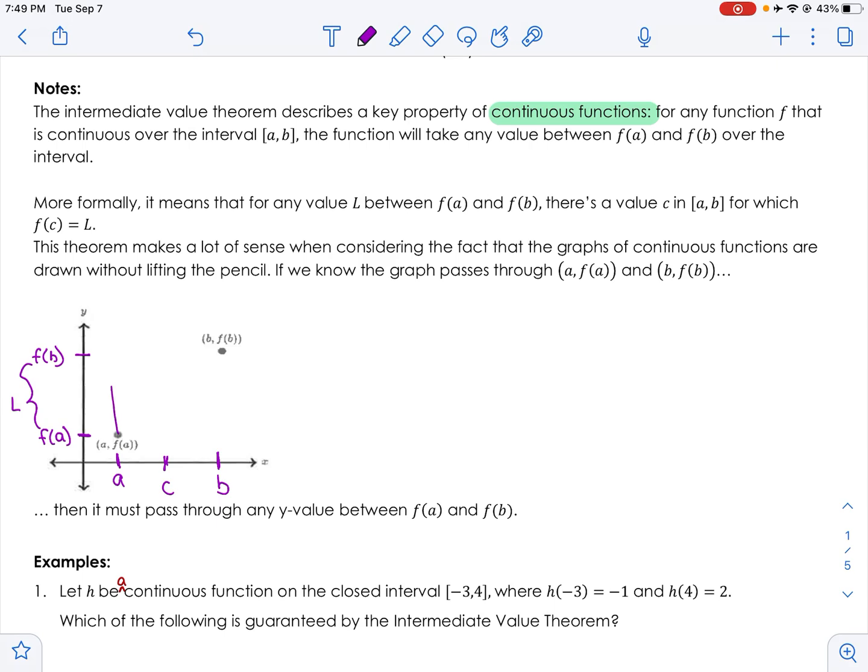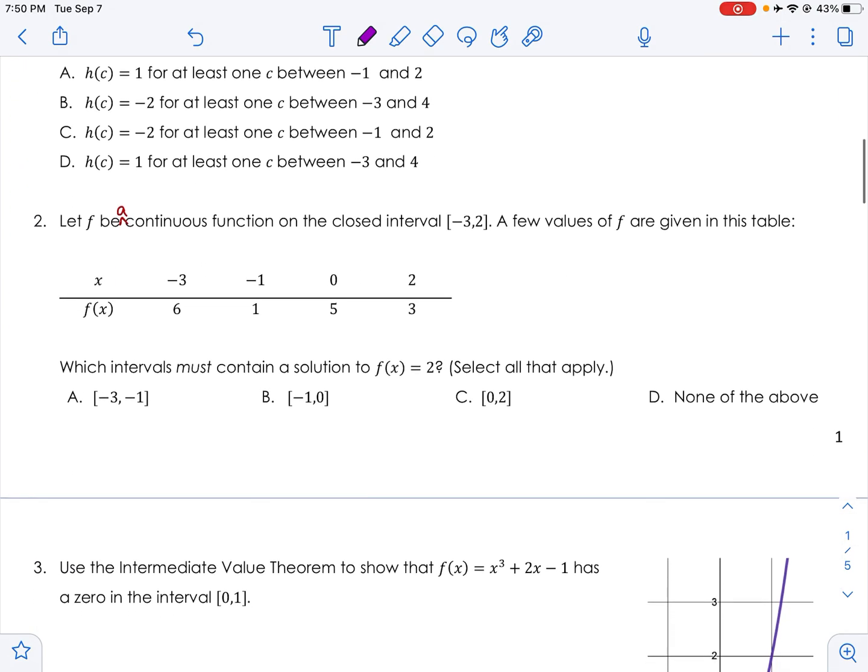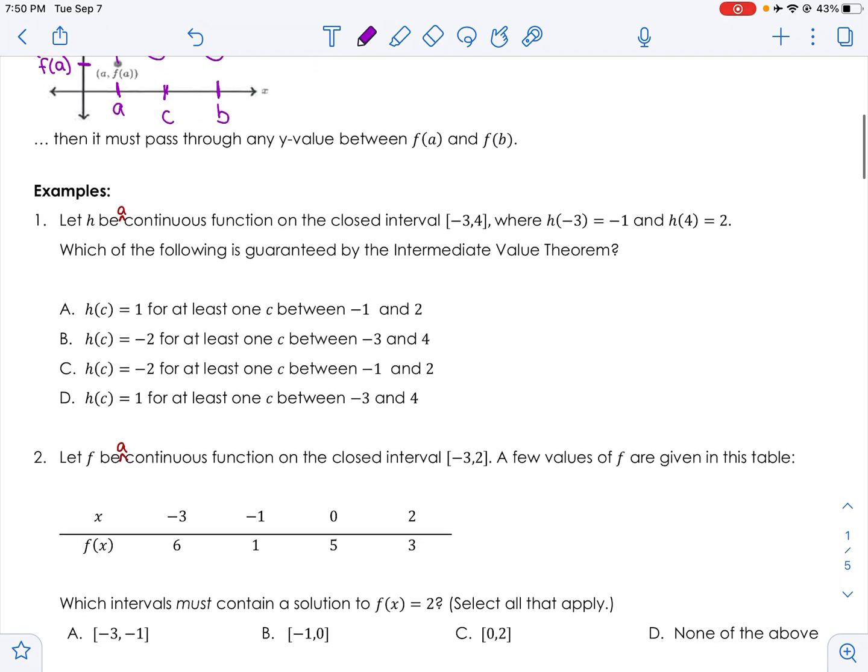So if I had some elaborate continuous function here, it tells me that there's some value c where f of c gives me L, which is going to be in the middle of all of that. Okay, so let's go ahead and go on to some examples.